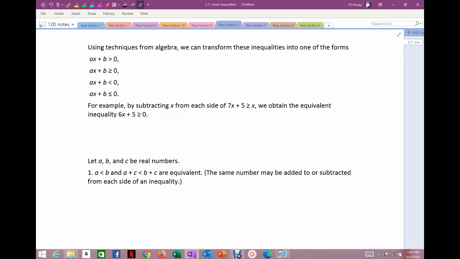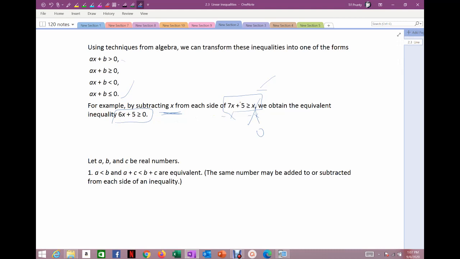My example here, before we get into the properties of inequalities, is again an example where I've got 7x plus 5 greater than x. And I can put it into one of these forms. What I have to do is subtract x from both sides. If I subtract x from both sides, that zeroes out on that side, so I get the 0 here. I take 7x minus x, that's where the 6 is, and the 5 is just 5. I didn't need to add or subtract anything to it. So I can put it in the form.